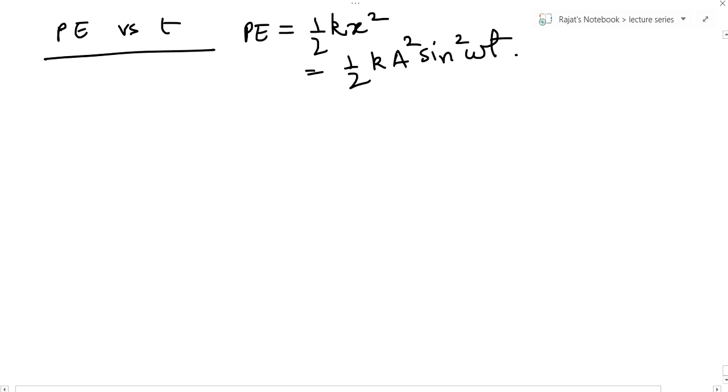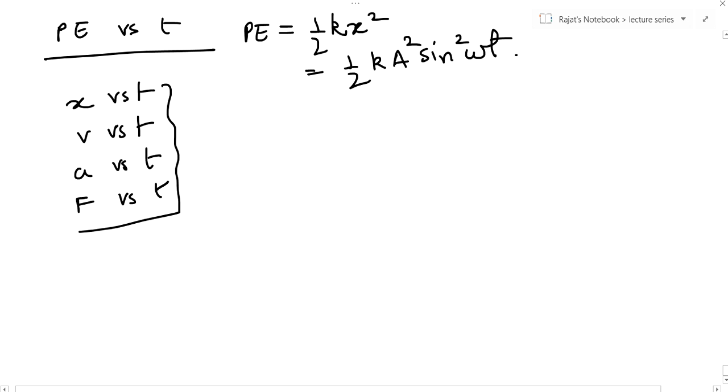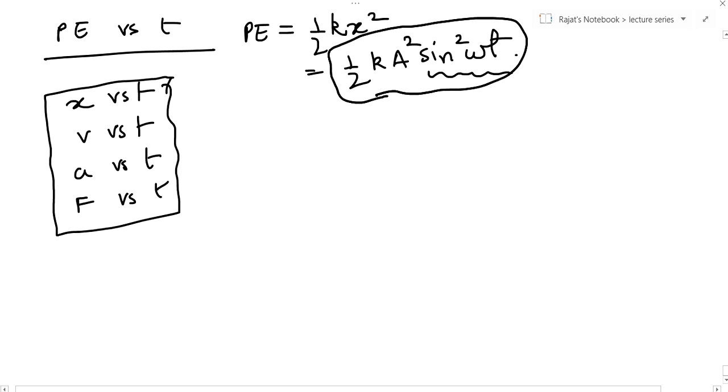Now the previous quantities, x as a function of time t, or v as a function of time t, a as a function of time t, f as a function of time t, all these quantities were sinusoidal. So they were positive also and negative also. But potential energy as a function of time t is going to have a slightly different behavior, because this quantity can never be negative. All the quantities are positive. Value of sine varies from -1 to 1, but this is a square, so it will always be positive.